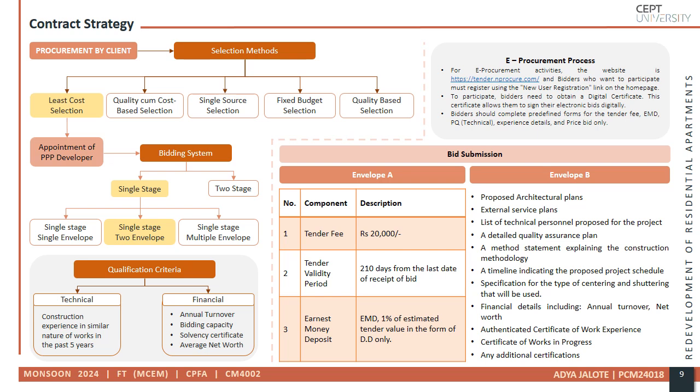The e-procurement process adds an additional layer of transparency. Bidders register on a dedicated online platform such as Unprocure, where they digitally submit all required documents. These include tender fees, technical qualification, financial details, and digital signatures for authentication. By leveraging digital platforms, the process eliminates biases, ensures secure transactions, and streamlines bid evaluations.